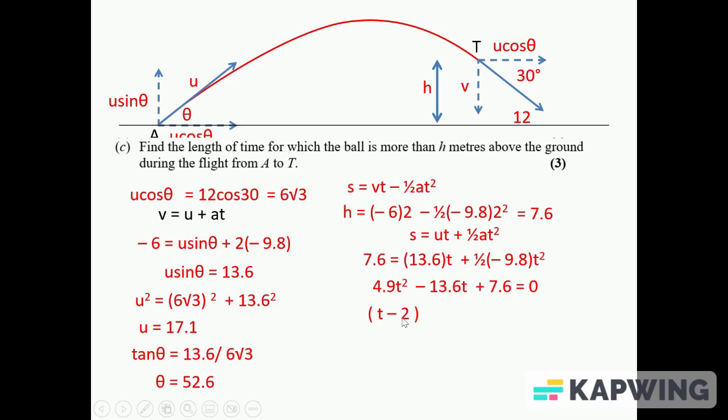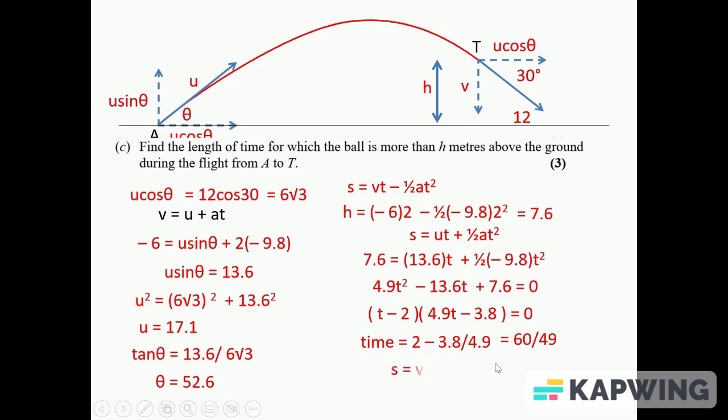I know that t minus 2 is going to be a factor because when it hits the target, t was equal to 2. So the other factor must be 4.9t minus 3.8. You could just see it in the calculator, of course. So one time is when t is equal to 2. The other time is when t is 3.8 over 4.9. So for the time it's above 7.6 meters, I've got to subtract and find the difference between the two.